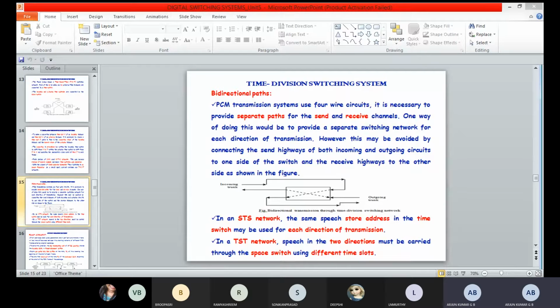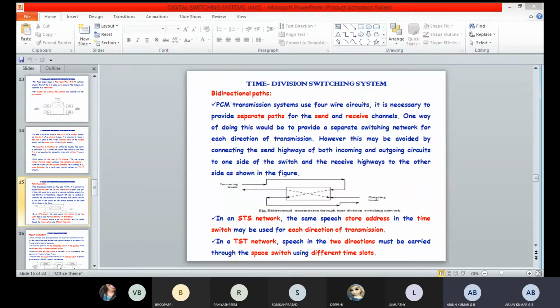Once again, I'll repeat the statement. In case of a TST network, speech in two directions must be carried through the space switches using different time slots. In order to simplify things, different time slots are used for the two directions of transmission, and one half should have a fixed time difference.